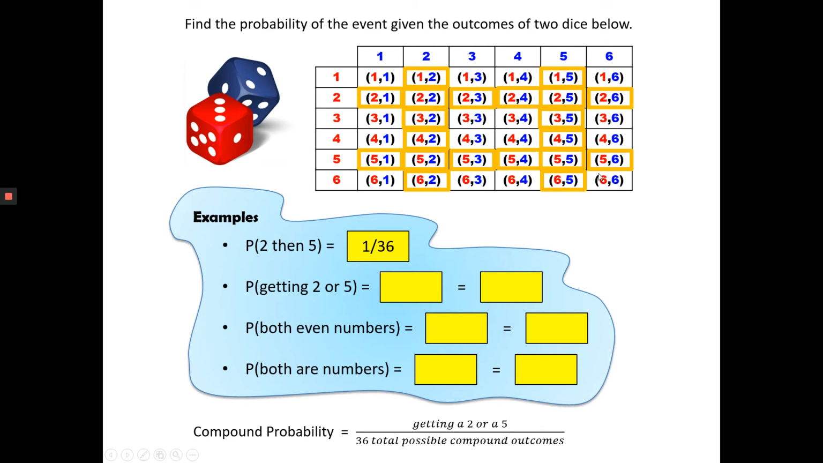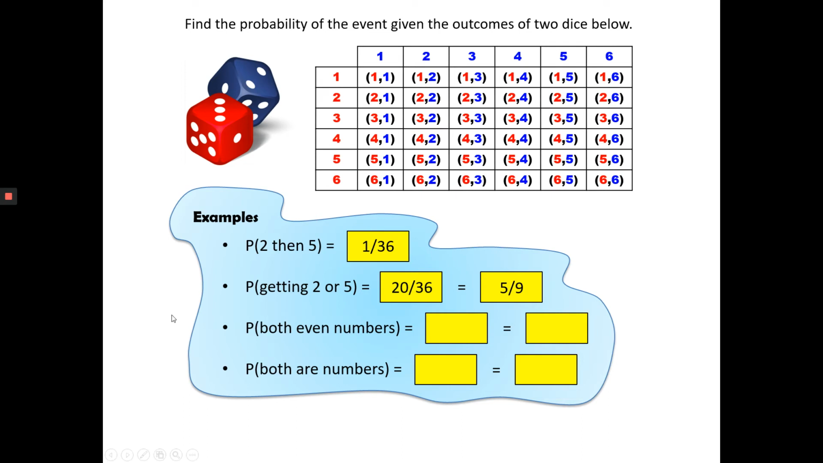Adding up all of those is going to be out of the 36. So how many do we have here? We got 1, 2, 3, 4, 5, 6, 7, 8, 9, 10, 11, 12, 13, 14, 15, 16, 17, 18, 19, 20. We're going to have 20 out of the 36 that would satisfy that event. So the probability of getting either a 2 or a 5 out of all of those possibilities is 20 out of 36, but remember, this means it's going to be simplified. When you simplify it, you should get 5/9.